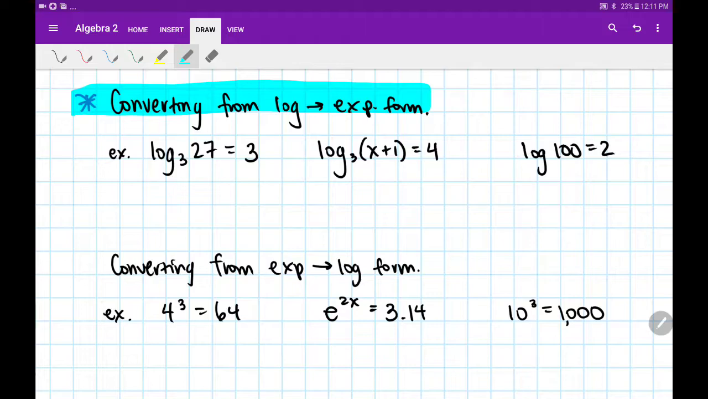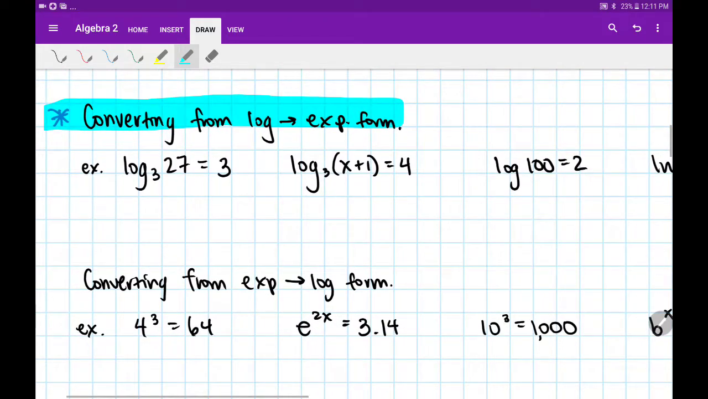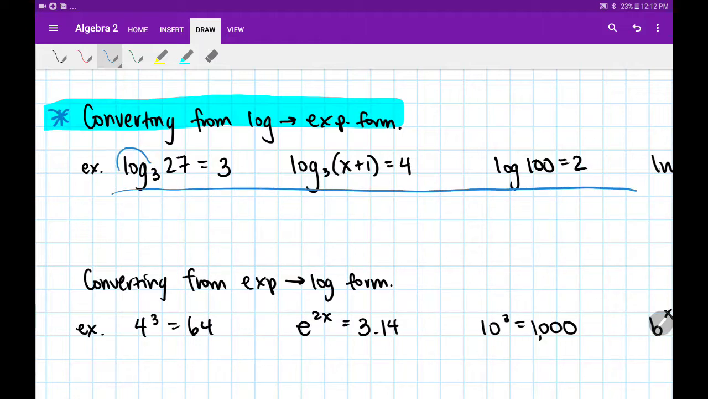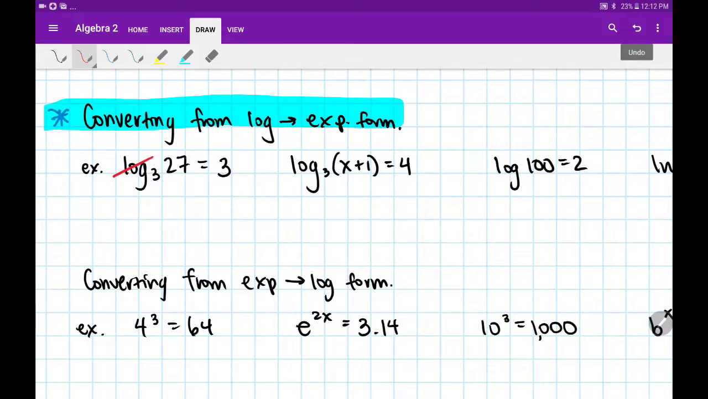Now this should be a review, but if you have a look at these problems right here, all of these are in log form, and I know that I'm in log form when I see the word log. So if I'm in log form, to convert into exponential, well, we need to cross out the word log because I don't want to be in log form anymore. I'm trying to get out of it. We read this, by the way, as log base 3 of 27.